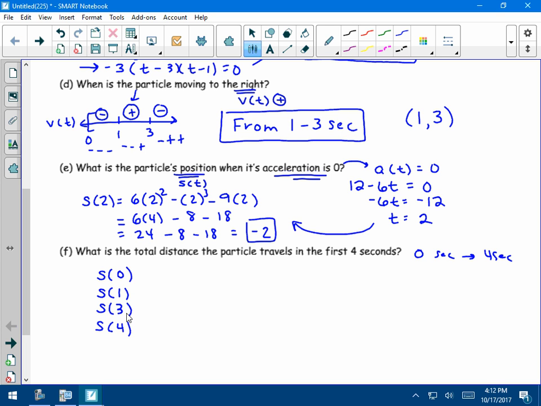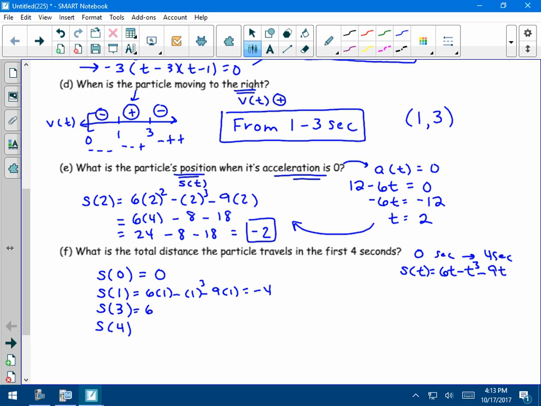So again, I'm using the formula s of t. I'm just going to rewrite it down here so I can see it. Equals 6t squared minus t cubed minus 9t. So s of 0, plug 0 in everywhere, you're obviously going to get 0. Plug 1 in, 6 times 1 minus 1 cubed minus 9 times 1. So that's 6 minus 1, that's 5. 5 minus 9 is negative 4.